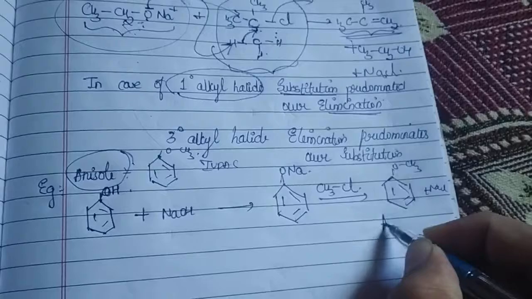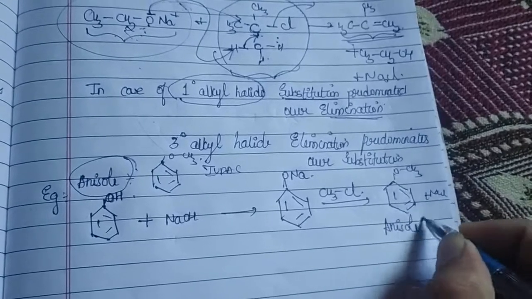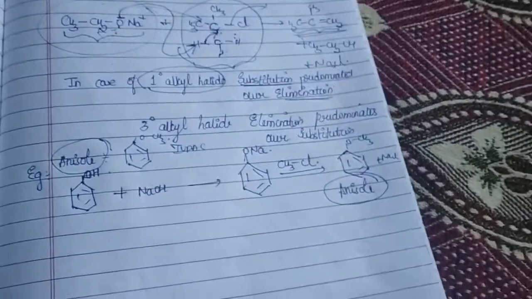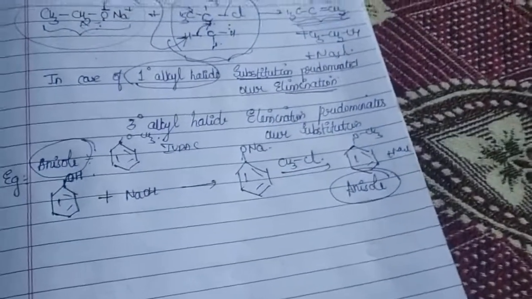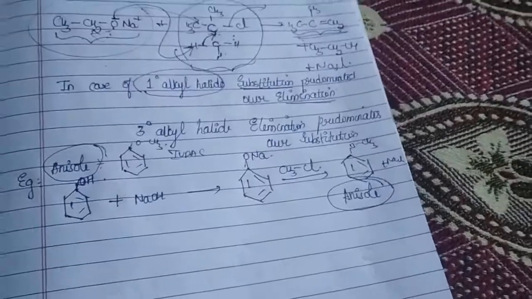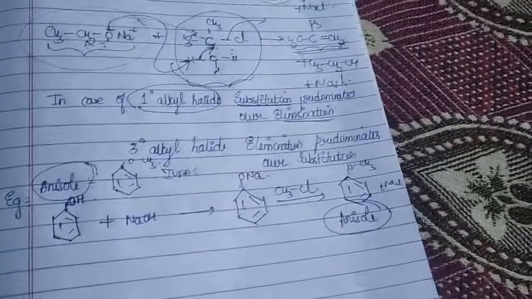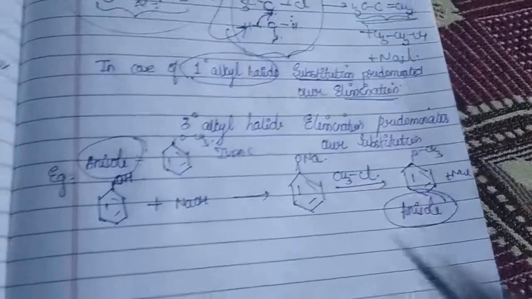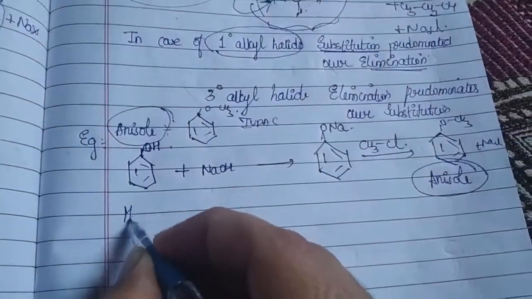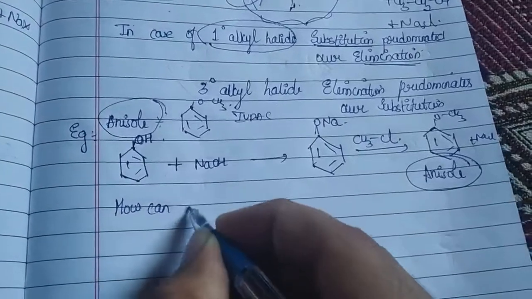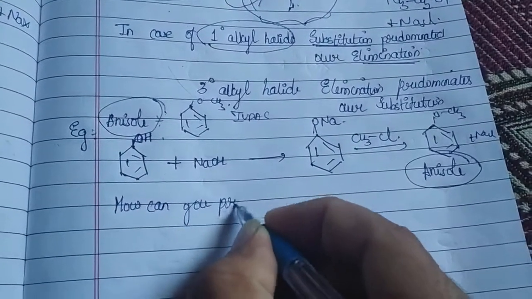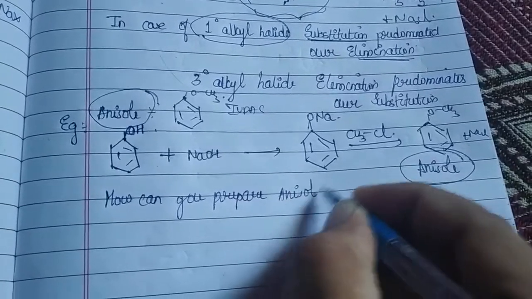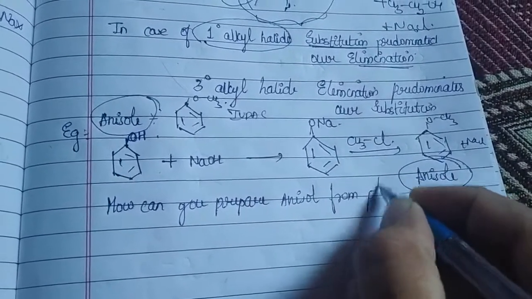OCH3 + NaCl. So this is the way of manufacturing or preparation of your anisole. Getting my point? It is an unsymmetrical ether. So that is the reason in dehydration of alcohols only symmetrical ethers are prepared, but in Williamson's ether synthesis you can prepare both symmetrical as well as unsymmetrical ethers. Getting my point? So an important question you can be asked: how can you prepare anisole from phenol?